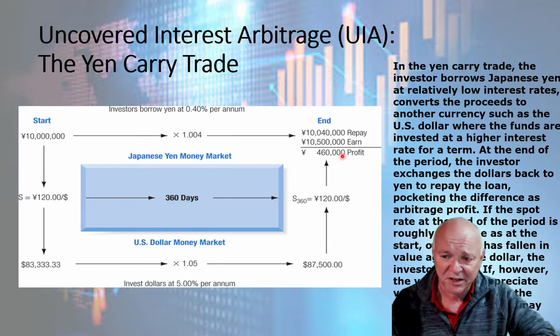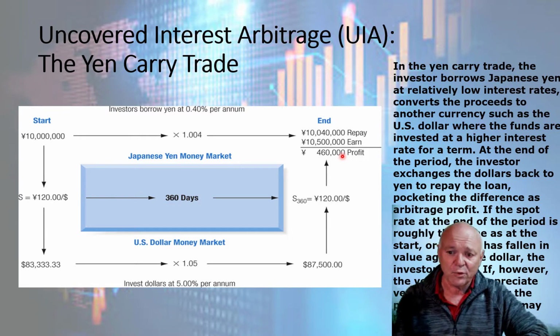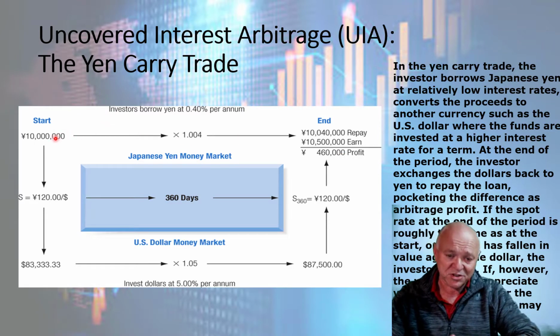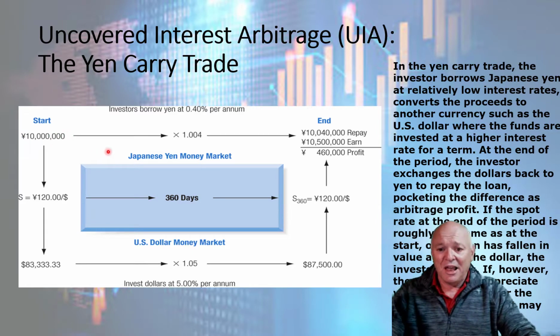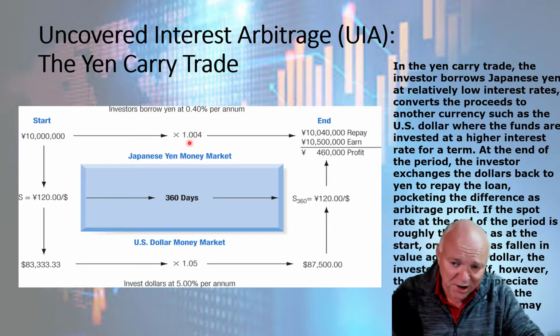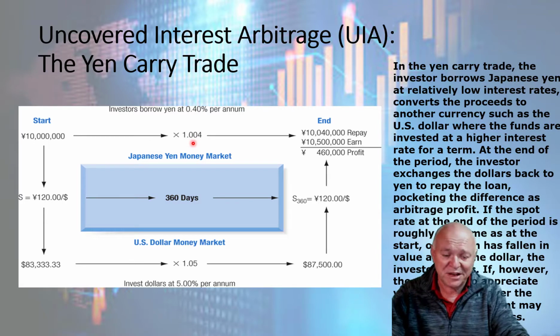So in this particular case, we'd say that we have an investor who starts off with 10 million yen. We'll start off with yen this time. And they borrow the yen at a rate of 0.4% per annum. Really low interest. In fact, now we've even seen negative interest in Japan. And so at the end of the period, they're going to be liable to repay the extra interest: on 10 million yen, they're going to have to repay 40,000 extra, so 10 million plus the interest.